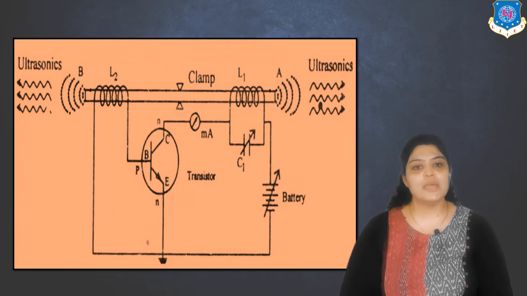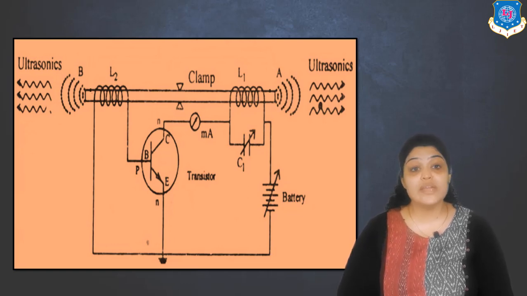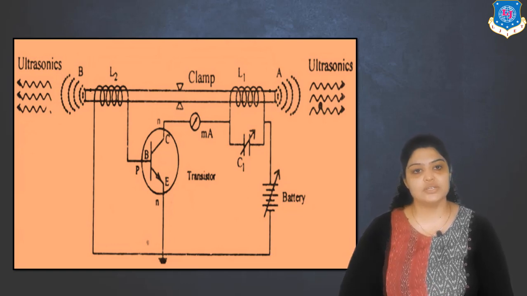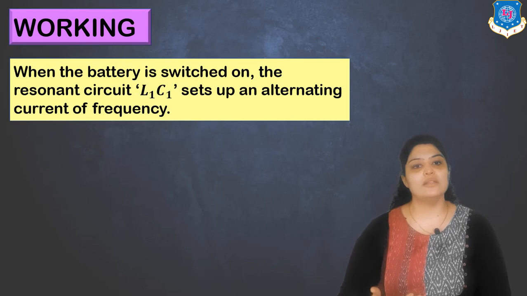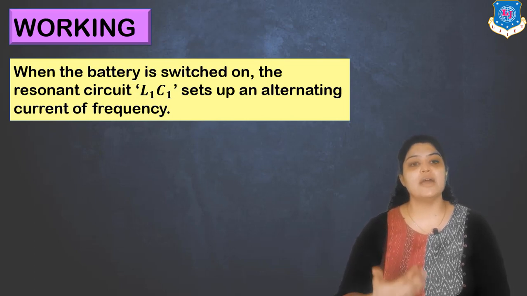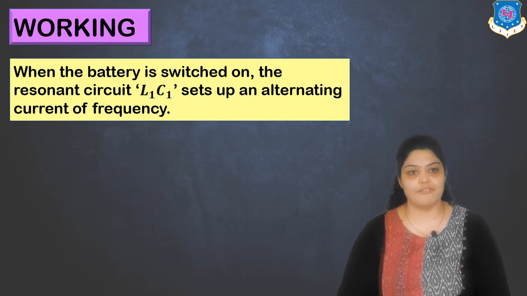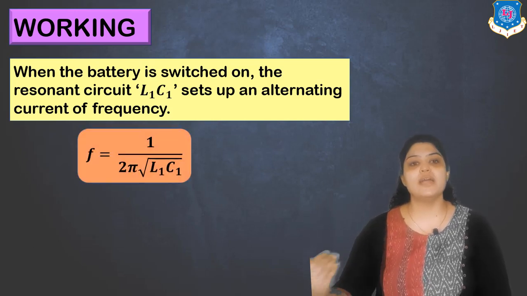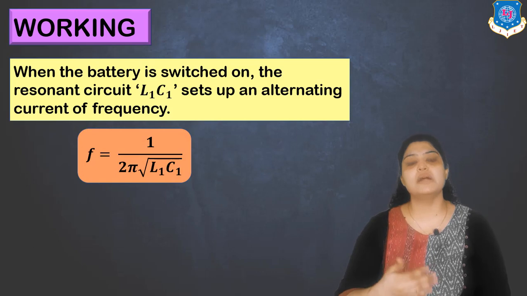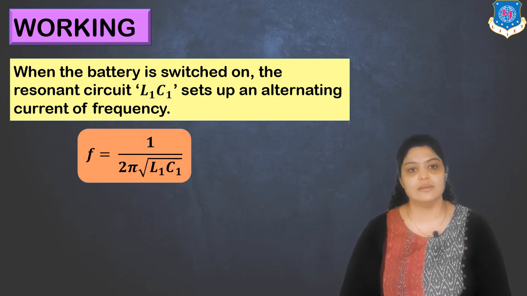Why do we use a variable capacitor? To adjust the frequency of the desired range. In the working step by step, when the battery is switched on, the resonant circuit L1C1 sets up a current of a particular frequency, say F1. This is the frequency 1 upon 2 pi under root L1C1. This is nothing but the frequency of an LC oscillator.